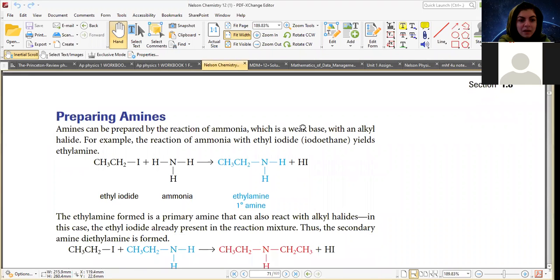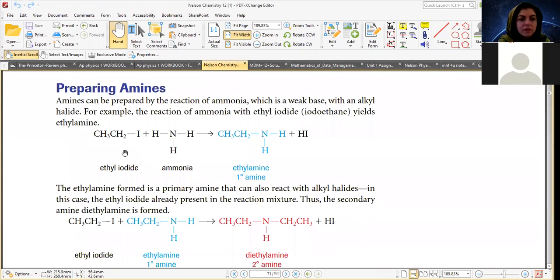So preparing amine, how do we do that? When you have an alkyl halide, like CH3CH2 attached to a halide group, I, Cl, F, any halide group, and you react it with ammonia, you will get amine. How does that happen? Simply the I here and one of the hydrogens will get out, become HI, and these two attach to each other, like what you see here. This will give you the first degree amine because the nitrogen is attached to one carbon.